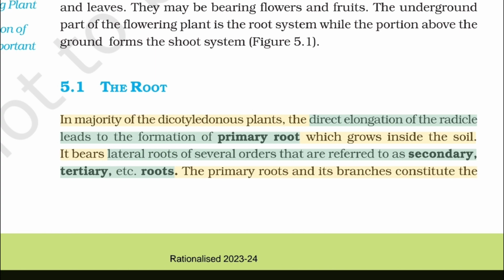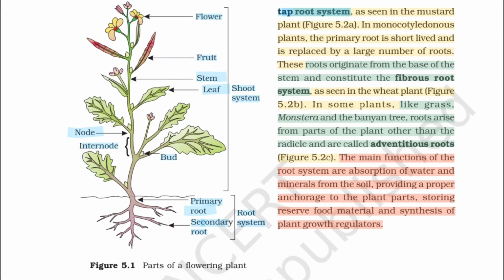5.1. The root. In the majority of dicotyledonous plants, the direct elongation of the radicle leads to the formation of the primary root, which grows inside the soil. It bears lateral roots of several orders that are referred to as secondary, tertiary, etc. roots. The primary root and its branches constitute the tap root system, as seen in the mustard plant, figure 5.2a.